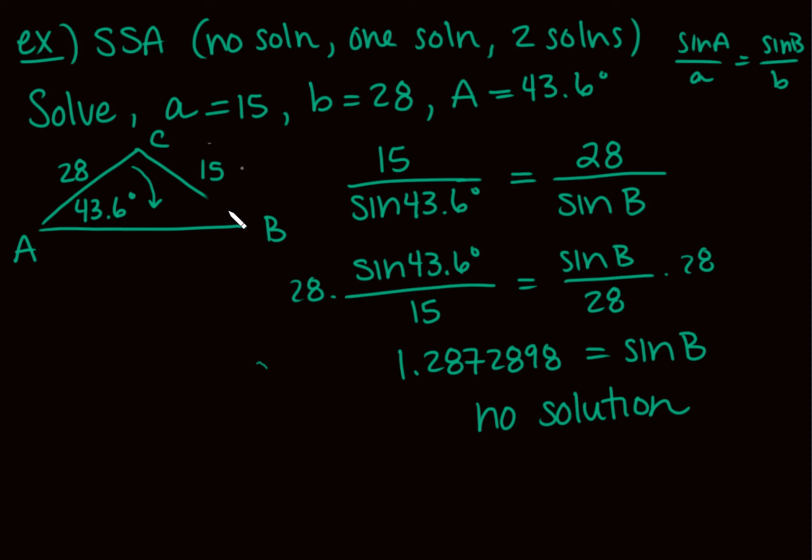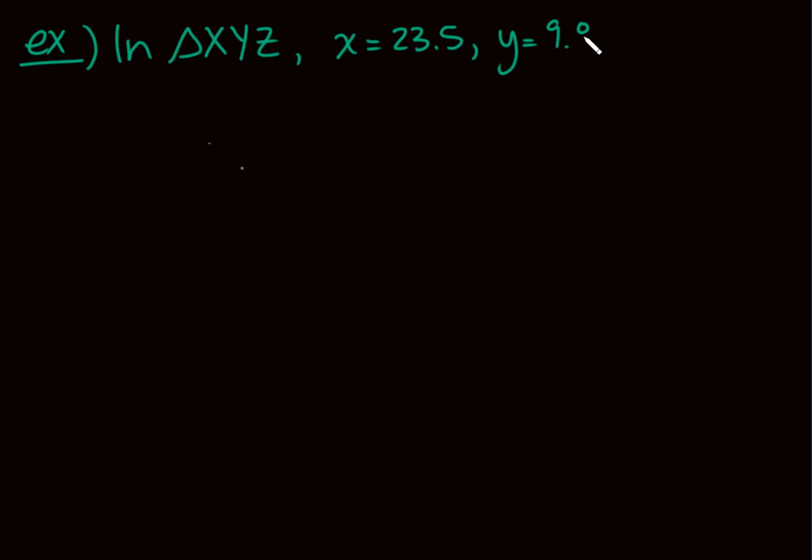Let's try another one, okay, like this. So another side, side, angle, but I want to look at one where there's one solution. So I'm going to write this like your book does. In triangle XYZ, x equals 23.5, y equals 9.8, and the angle x equals 39.7. Okay, so if I write this out, I kind of write it how they do it.